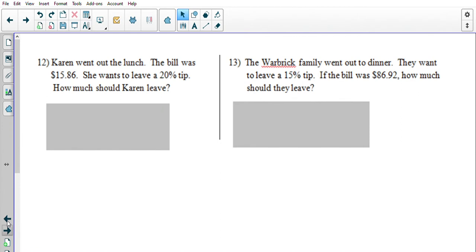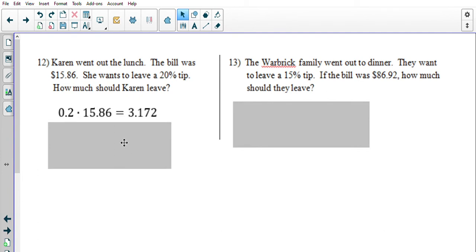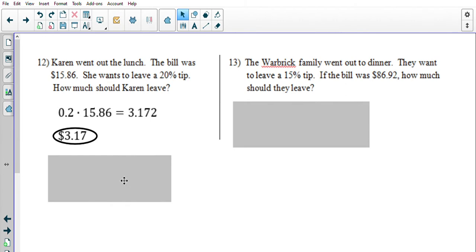All right, let's take a look at number 12. Karen went out to lunch. The bill was $15.86. She wants to leave a 20% tip. How much should Karen leave? Again, this is one where method 1 is probably going to be a little bit more useful for you because we want to figure out how much she wants to leave for tip. So I would do 20% as a decimal, which is 0.2. I would multiply that by the cost of lunch, which was $15.86, and we get 3.172. So exactly 20% would be $3.17. Again, she might leave $3 to leave a little bit less. She might leave $4 to leave a little bit more.